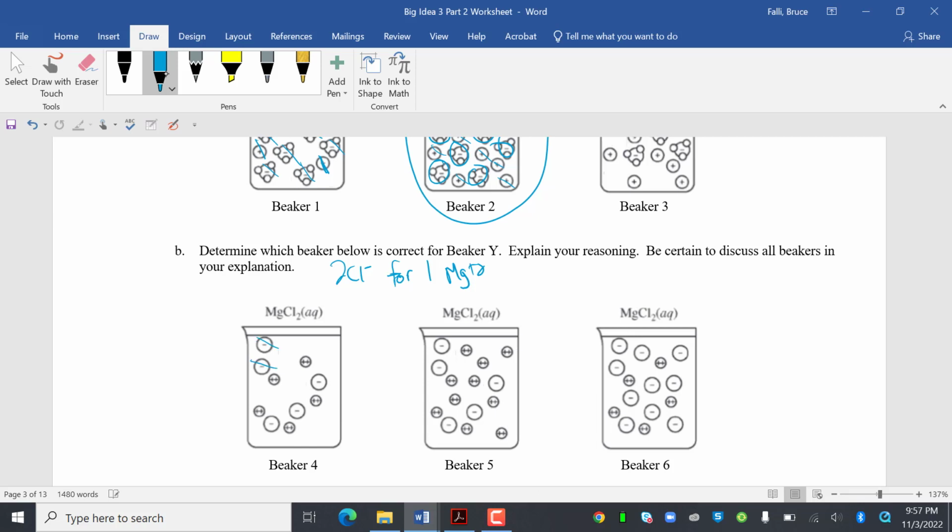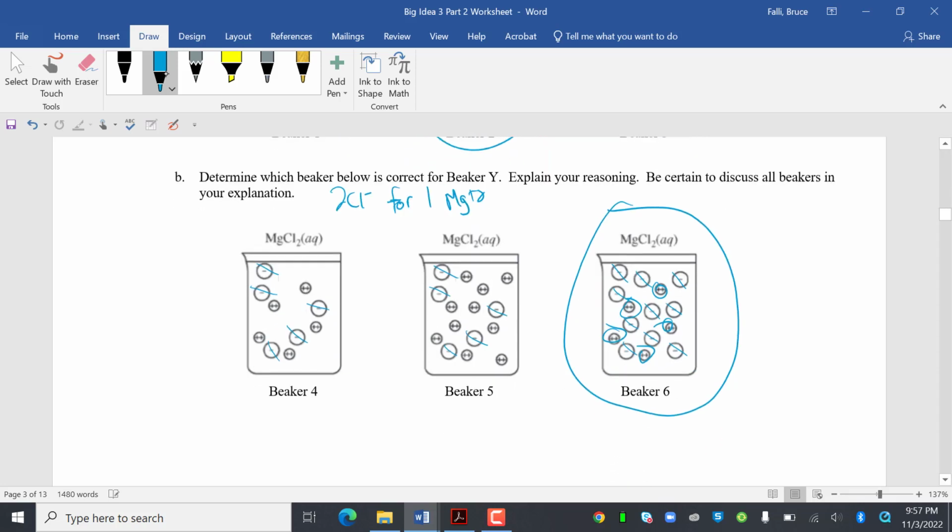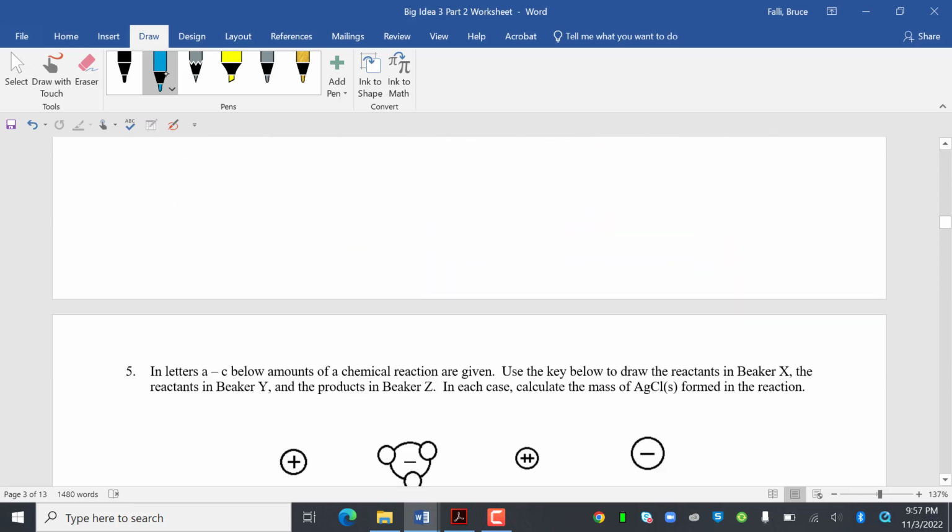So I have 1, 2, 3, 4, 5. That's not going to be it because you can't have 5 negatives. I got to have an even number. So 1, 2, 3, 4, 5. This is really annoying because that shouldn't be that way. 1, 2, 3, 4, 5, 6, 7, 8, 9, 10. And then 1, 2, 3, 4, 5. So notice you can't have an uneven number when you're doing particle diagrams like that.